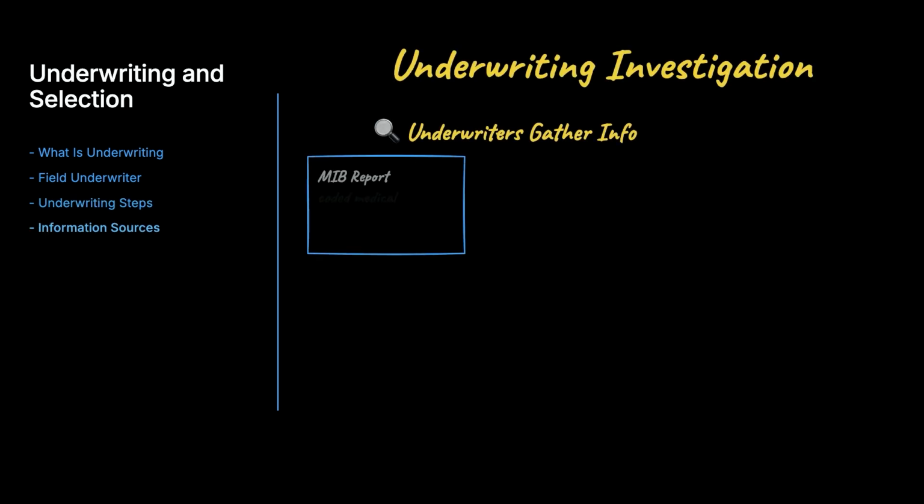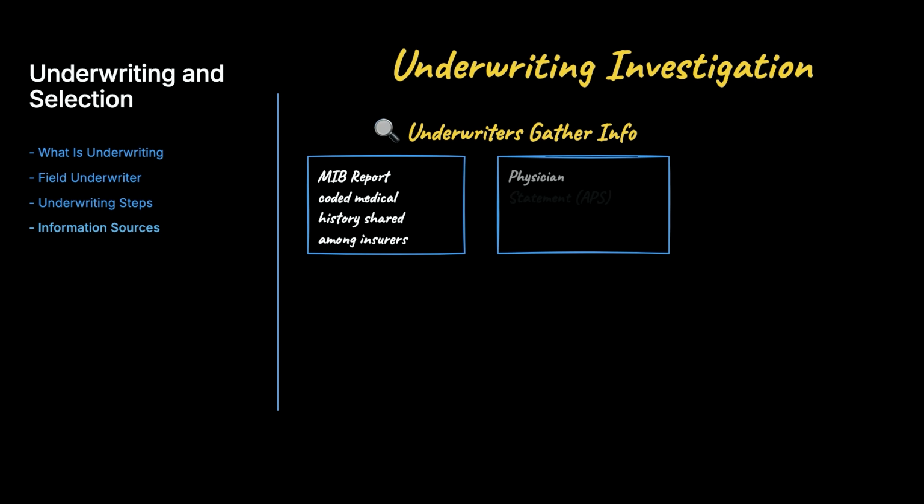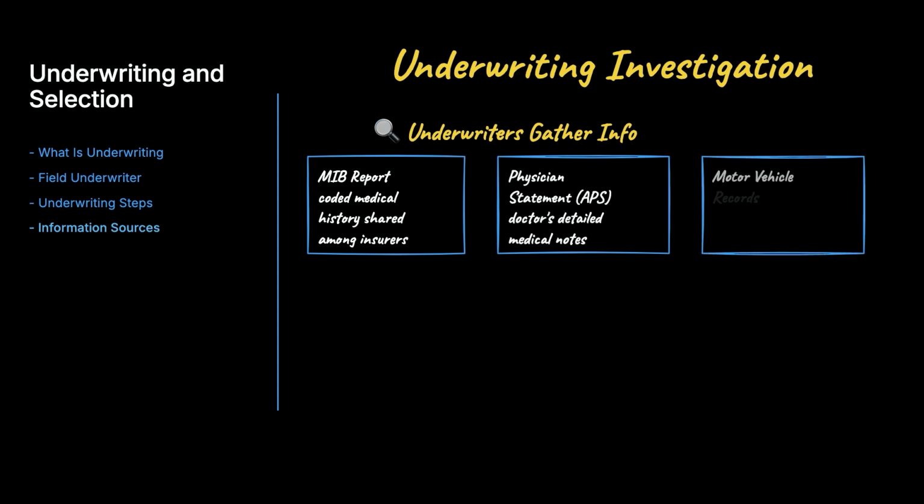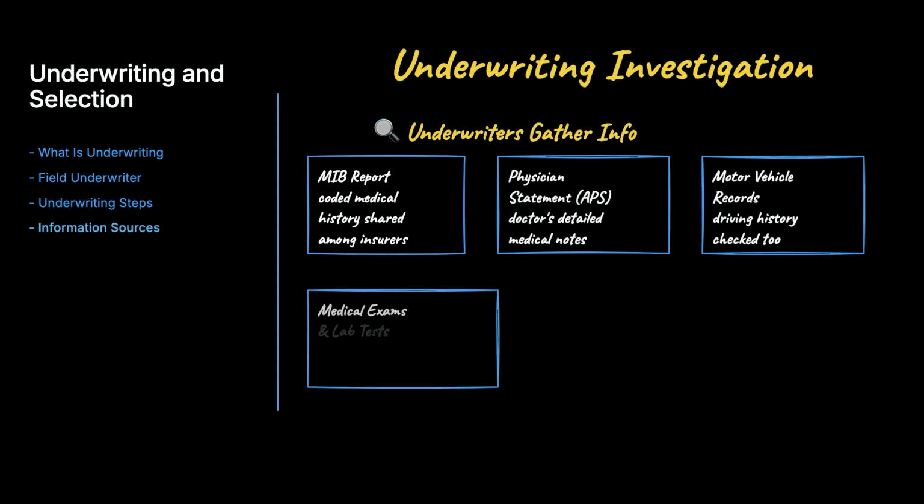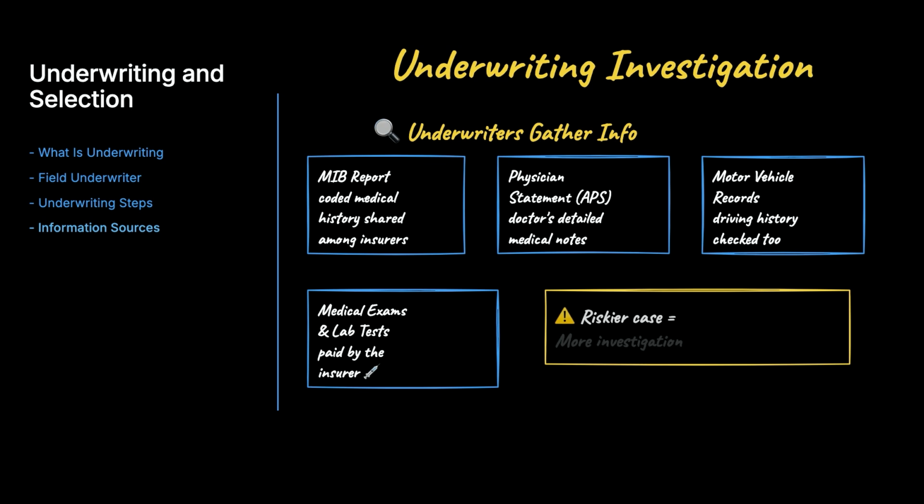Once the application reaches the Home Office, underwriters may gather more information. They might pull an MIB report, coded medical history shared among member insurers. They might request an attending physician statement, order medical exams and lab tests paid by the insurer, or check motor vehicle records. The riskier the case, the more they investigate.